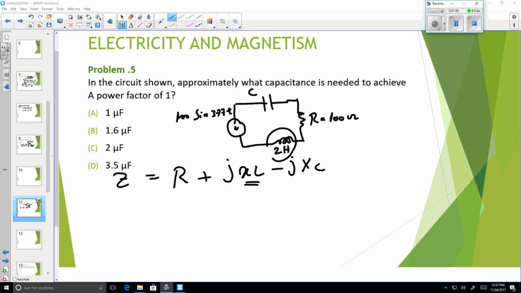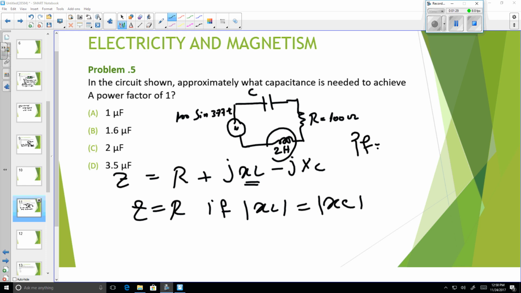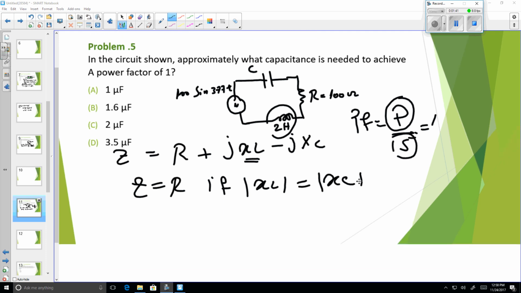So clearly, in order to have Z, the total impedance, equal to R, this is only if XL equals XC in magnitude. Then they will cancel each other, and the total impedance of the circuit will be pure resistance, which absorbs only active power. That means the total complex power equals the total active power. That means the power factor, which is P over S, will be 1. That means all the complex power absorbed in this circuit is real power. Now the problem is solved.